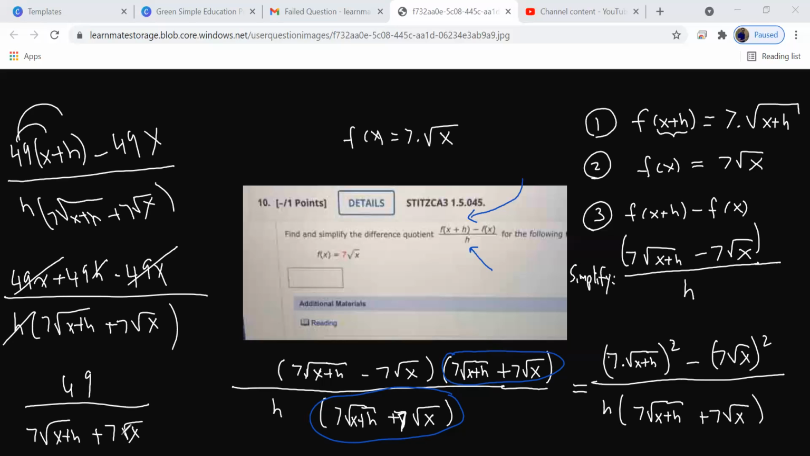You may also just cancel out the 7s as well. You may also cancel out this 7. So it will just be 7 over root x plus h plus root x. So then this will be the final form.